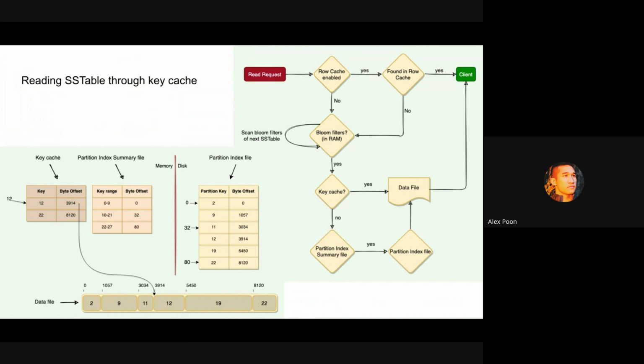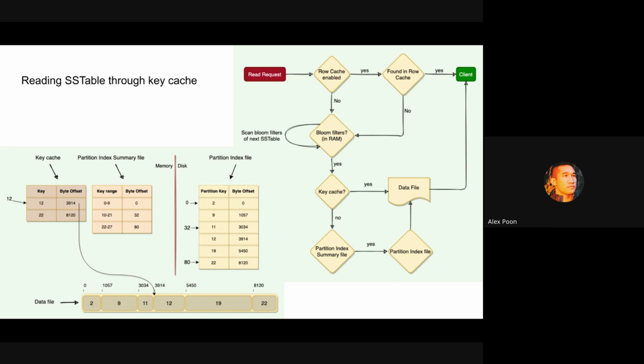As the key cache stores a map of recently read partition keys to their SSTable offsets, it is the fastest way to find a required row in the SSTable. If data is not present in the memtable, we have to look it up in the SSTables or other data structures such as the partition index.